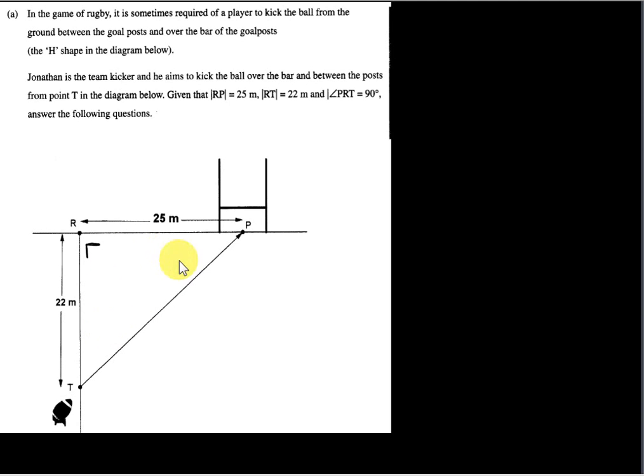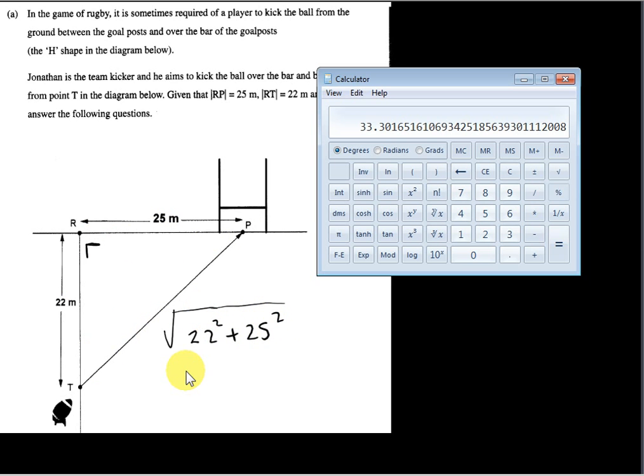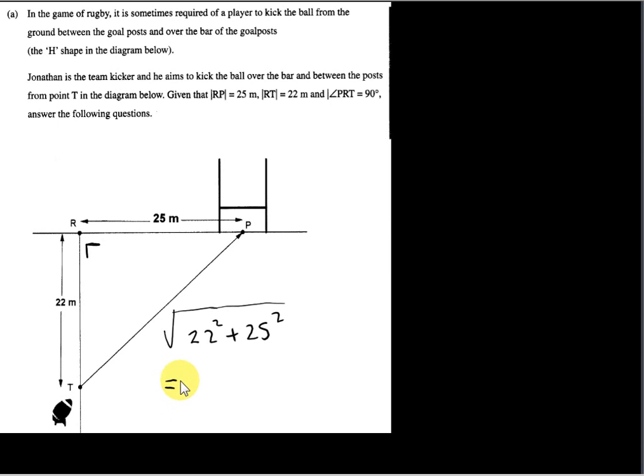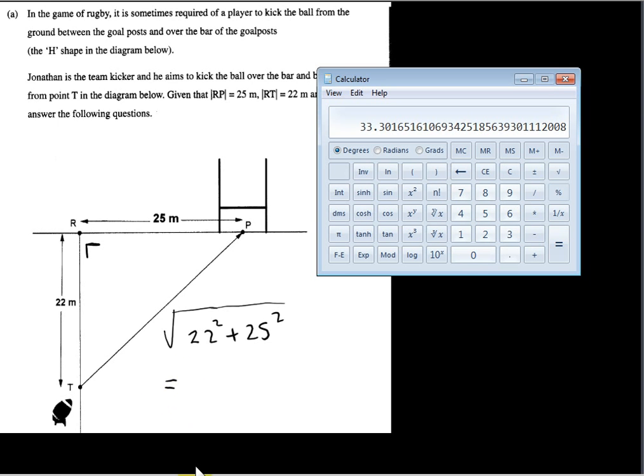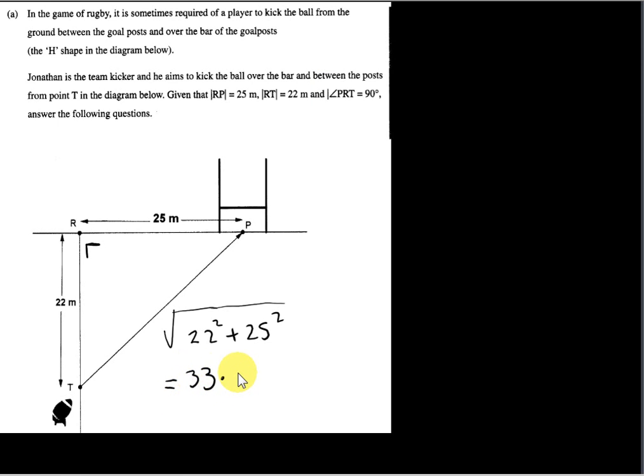Well, we can just use Pythagoras' theorem here because we have a right angle triangle. We know that the square of this distance is the sum of the squares of the two short sides. So the distance between T and P is the square root of the sum of the squares of the two short sides. To 1 decimal place, this is 33.3, and this is in meters.